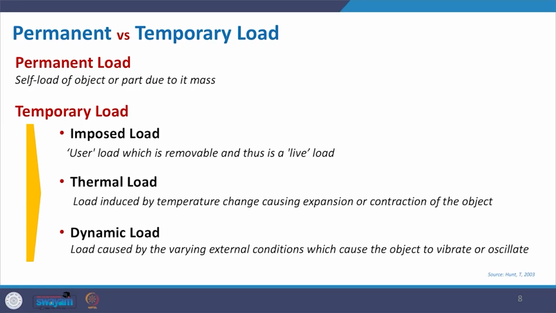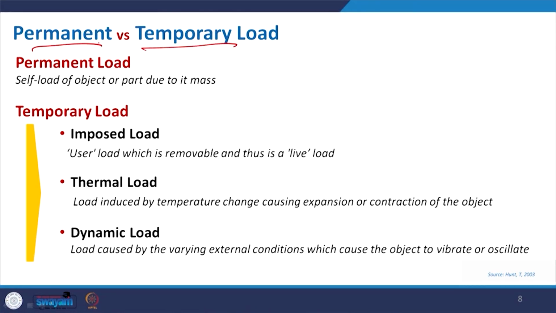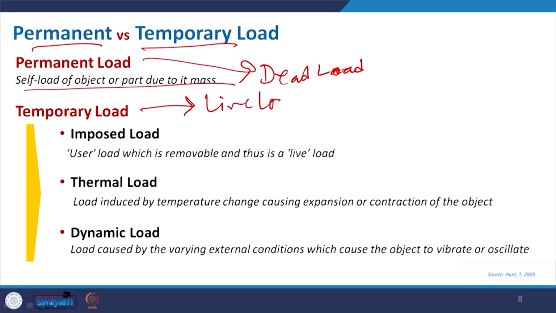Now, this is another way of looking at this, based on duration. One is permanent and the other is temporary. Temporary means it will not be there after a certain time. Permanent load is basically the self load of the object or part of it, and it leads to dead load. And temporary loads are basically movable, and these are the live load. Now, in temporary load there are certain ways of defining it. One is imposed load, second is thermal load, and third is dynamic load.